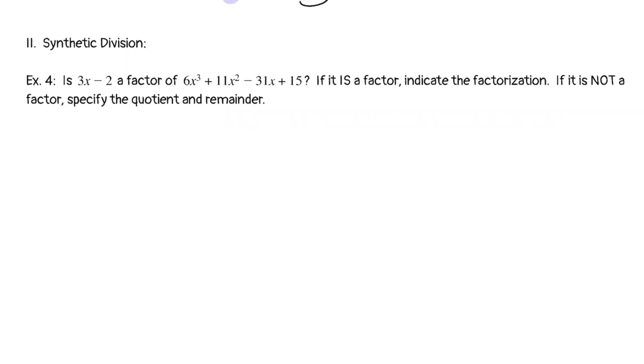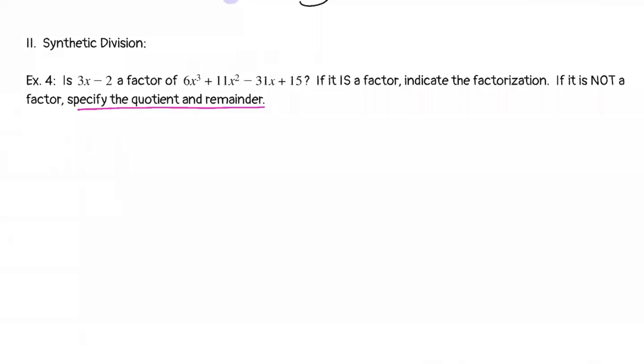But look at this next part. If it is a factor, indicate the factorization. If it is not a factor, specify the quotient and the remainder. We'll use this problem to practice what it means to specify a quotient and remainder, and we'll use some other examples to practice indicating the factorization.